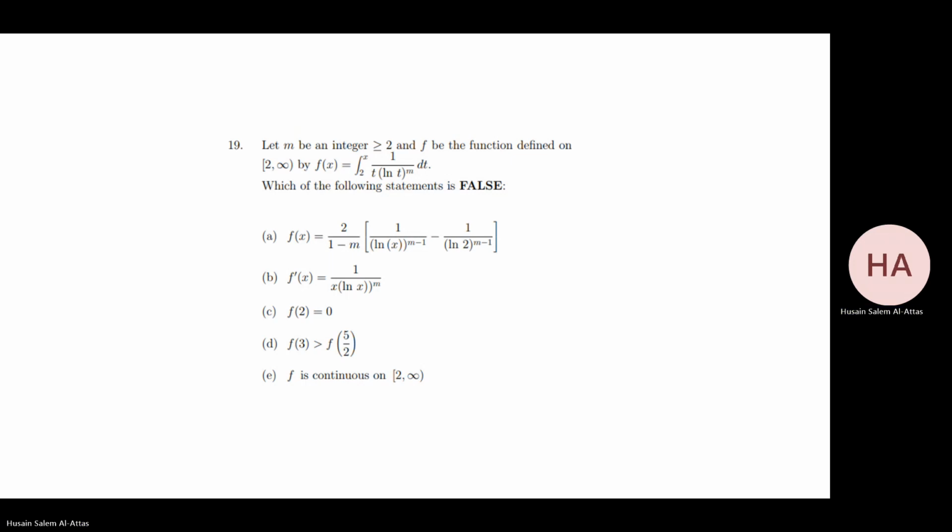Okay. Function defined by this. You want to say which one is false. The function is continuous, defined, have no problem, so it's okay. F of 3 greater than f of 5 over 2. Why is that? F of 2 equals 0, this is very clear. F prime of x will be what? It will be 1 over x, then x to the power m. Okay, this is true.